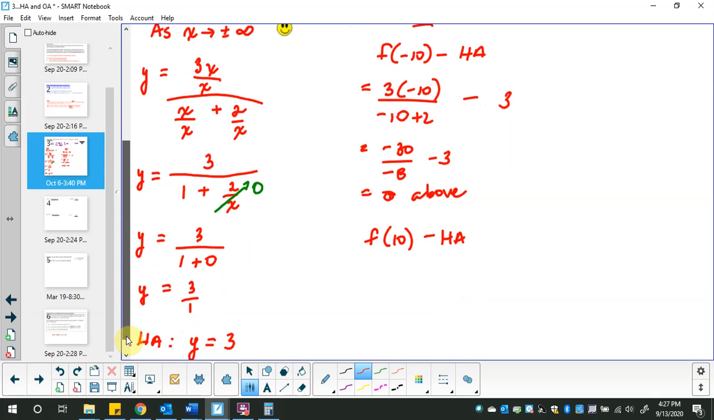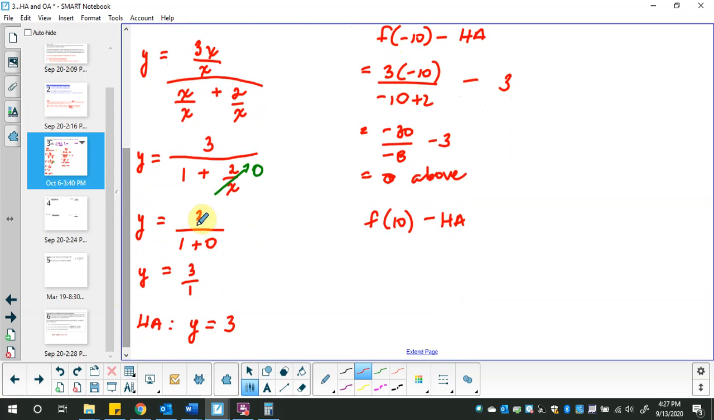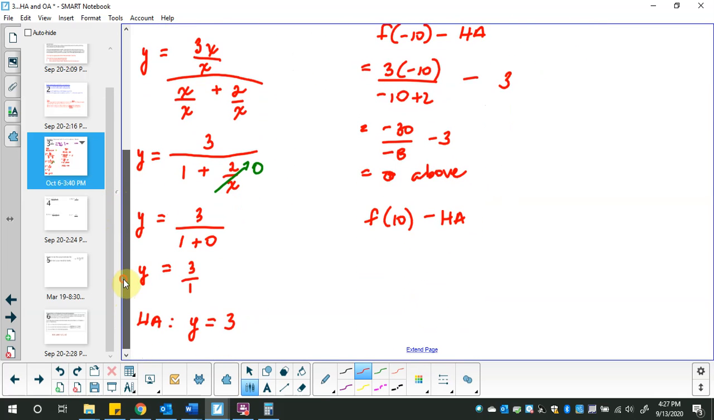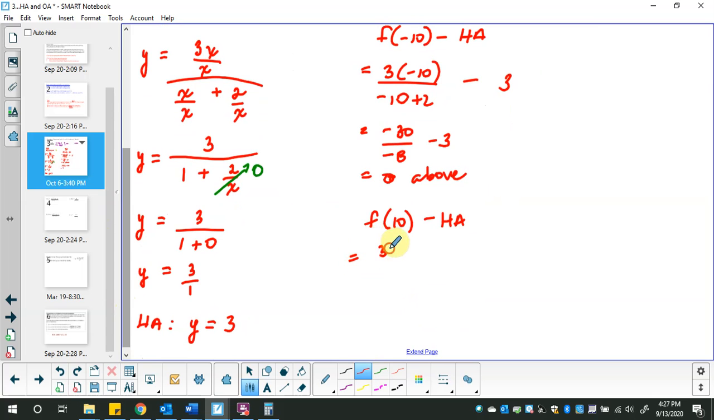and I can put in 10. So all I'm doing is looking at this because I can't see that anymore. So it'll be 3 times 10. Can you see I can do math in my head? 3 times 10 over 10 plus 2 minus 3. 30 over 12 minus 3.